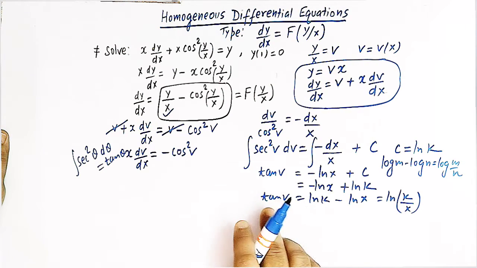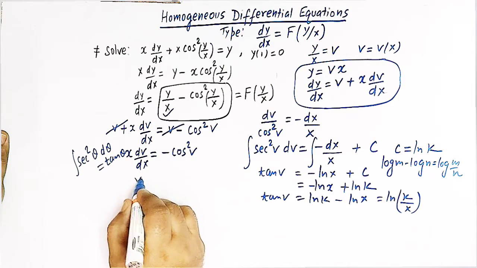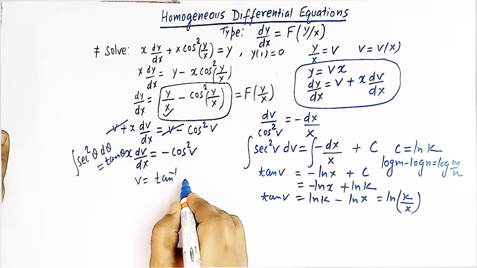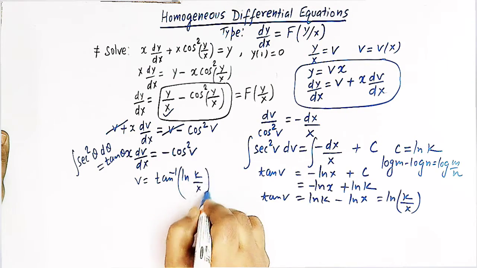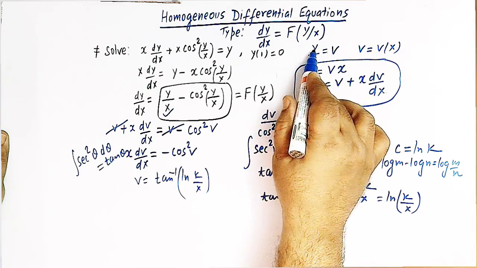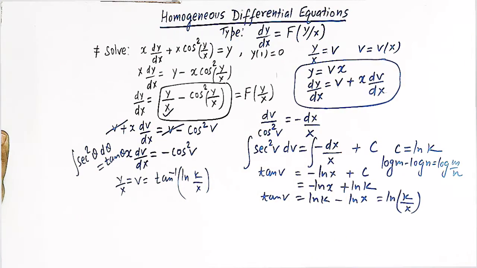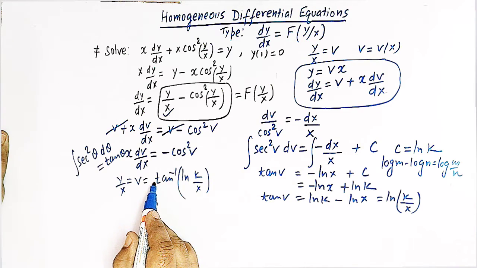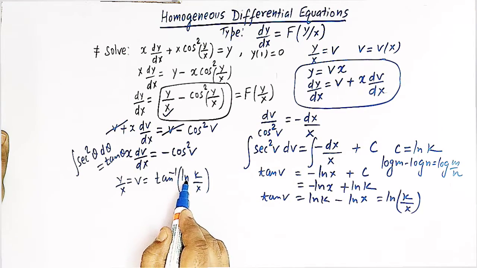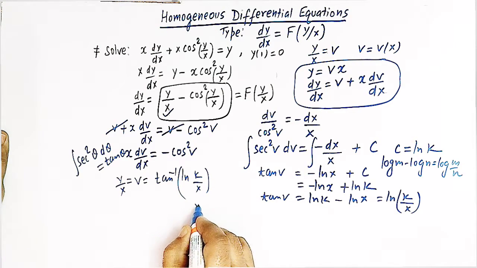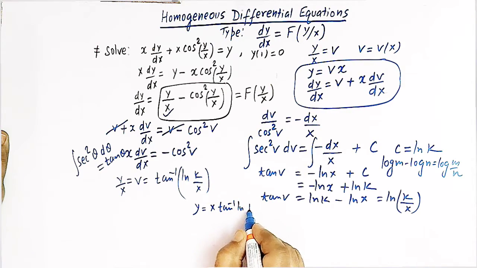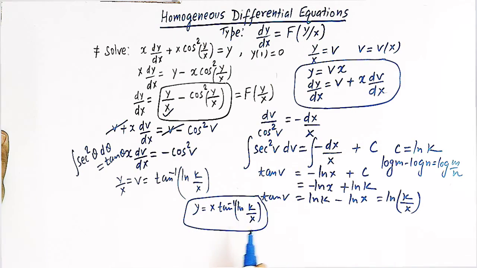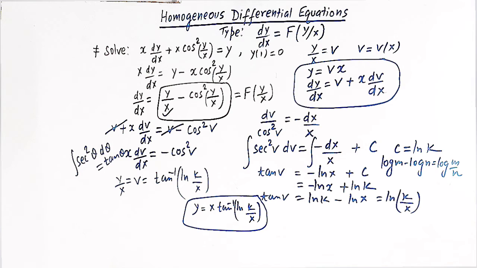Now taking the tan inverse of both sides, we can write v is equal to tan inverse logarithm of k over x, right? So v can now be replaced by y over x. So here we can write y over x. Now taking this x to this side, we multiply tan inverse log of k over x by x. So we have y is equal to x times the tan inverse of logarithm of k over x. So this is the general solution of this differential equation.